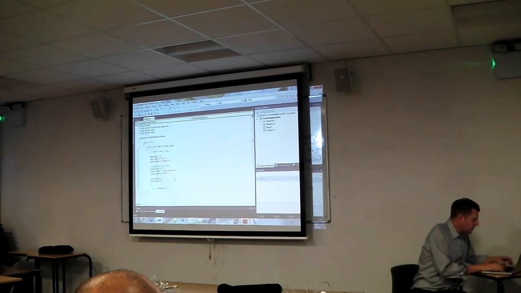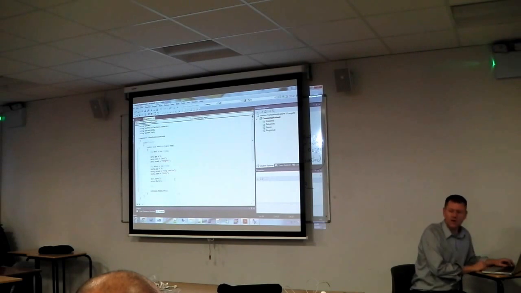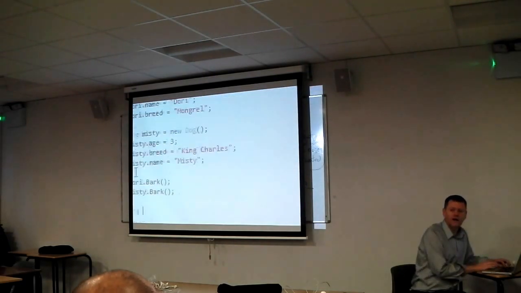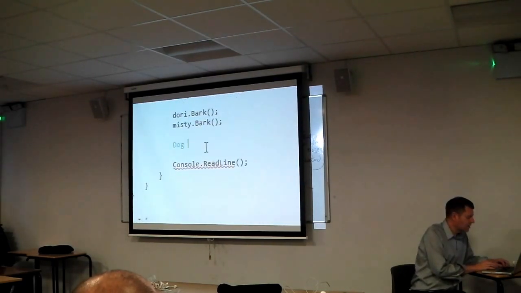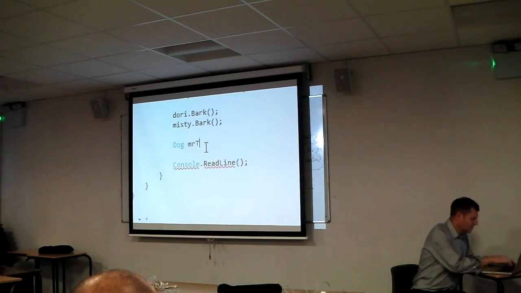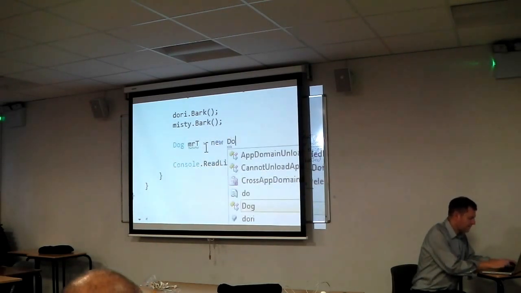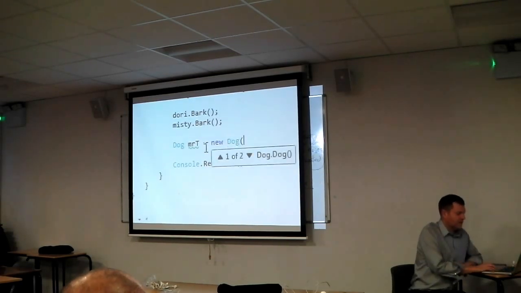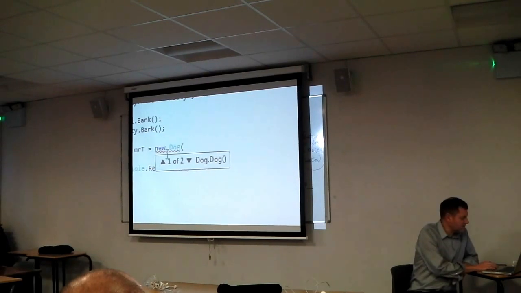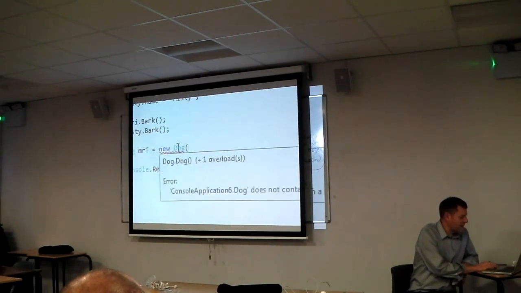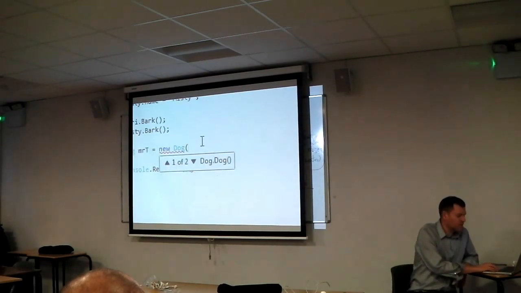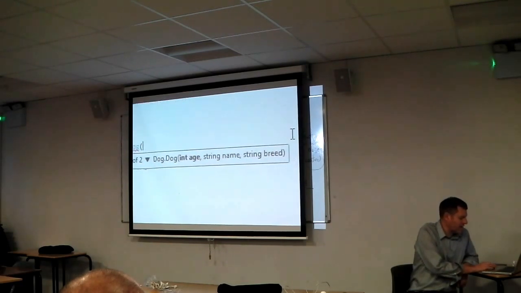So we need another dog. Who else has a dog? Huh? Shane, what's your dog called? Mr. T. What's the way I'm going to call this here? You notice what's happening here. Look at this. Visual Studio is saying, hey, there are 2 constructors for this guy. Which one do you want to call? The one that takes no parameters, or the one that takes age, name, and breed? So it's helping you as you code.